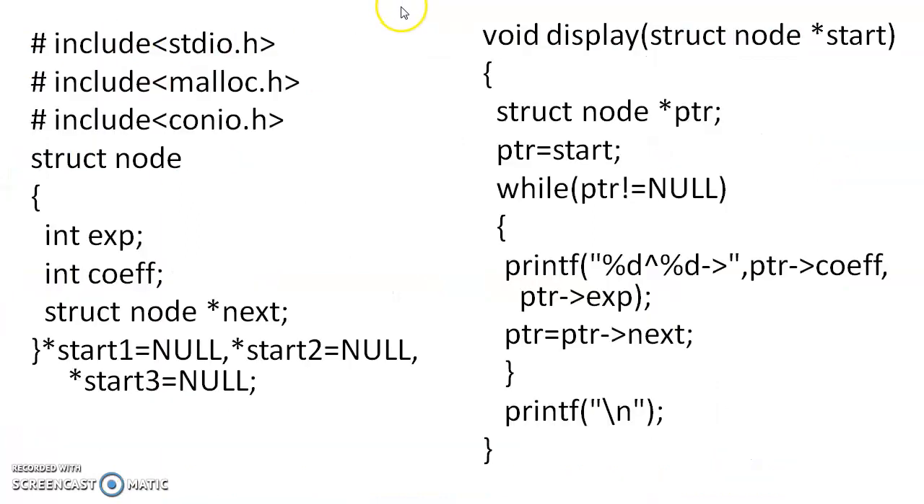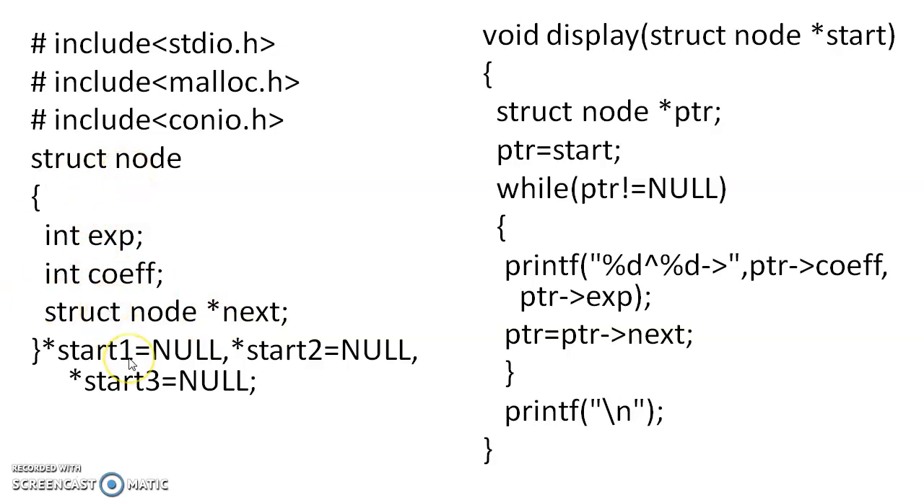Now we'll see the program for polynomial addition. In this polynomial addition, we are taking the node structure. The node structure consists of exponent and coefficient, and it also contains the pointer to the next term. These are the three things that we have for the node structure, and we are taking three polynomials.